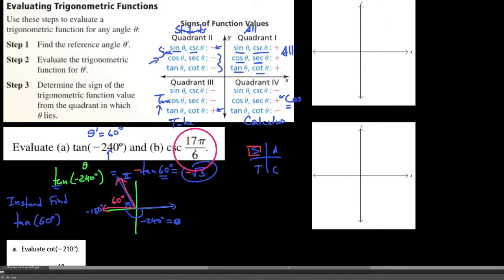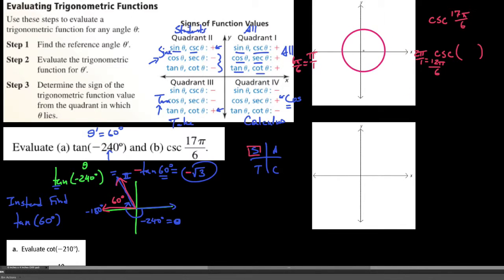So let's take a look at letter B here, the cosecant of 17π/6. So what I want to do here is this first step, which is let's find the reference angle. So this cosecant of 17π/6, what we're really going to do is find the cosecant of its reference angle first. So 17π/6, let's think it's positive and it goes in a counterclockwise direction. If this is π and this is 2π, if we convert these to sixths, I suppose we would have over here 6π/6, and over here we would have 12π/6.